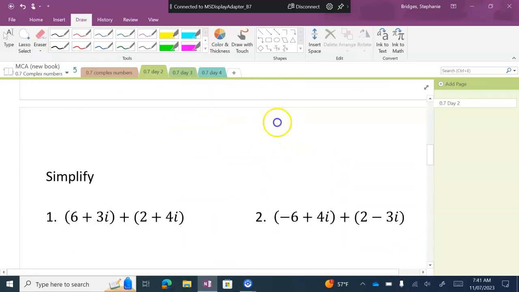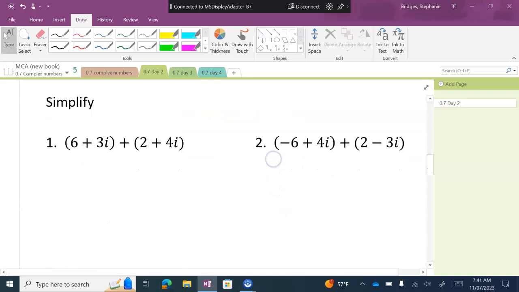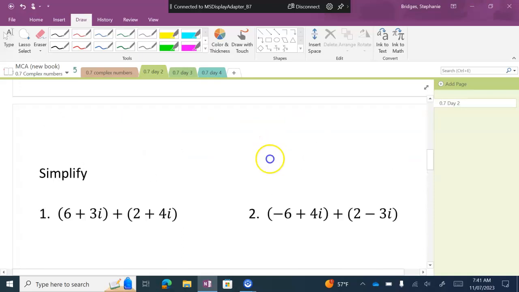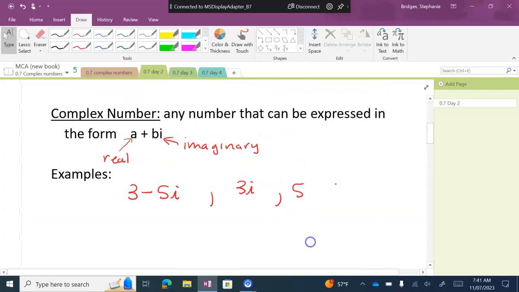And what we're going to do today is start real simple. We're going to add and subtract them, just like we add and subtract regular polynomials. The only difference is we have real parts and we have imaginary parts. So your like pieces that you're going to combine are your real numbers, the parts that don't have i, and then you're going to combine the imaginary parts, the parts that do have i.